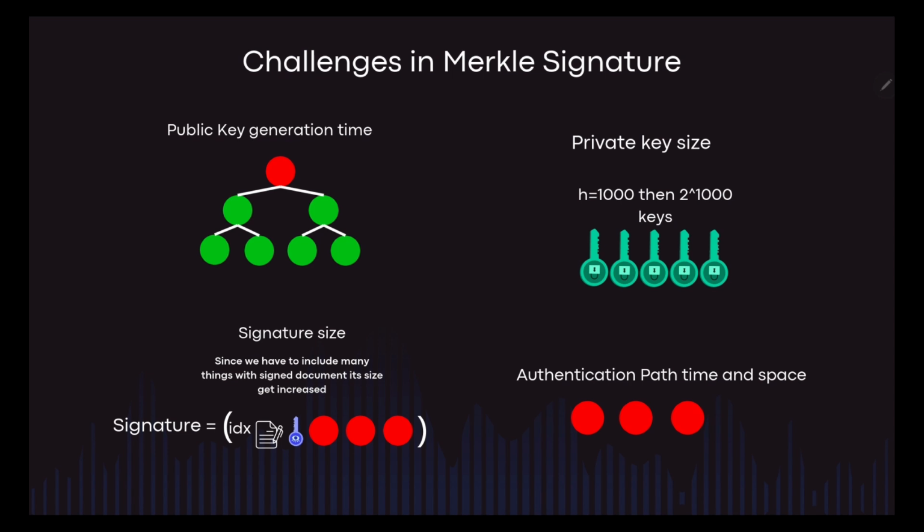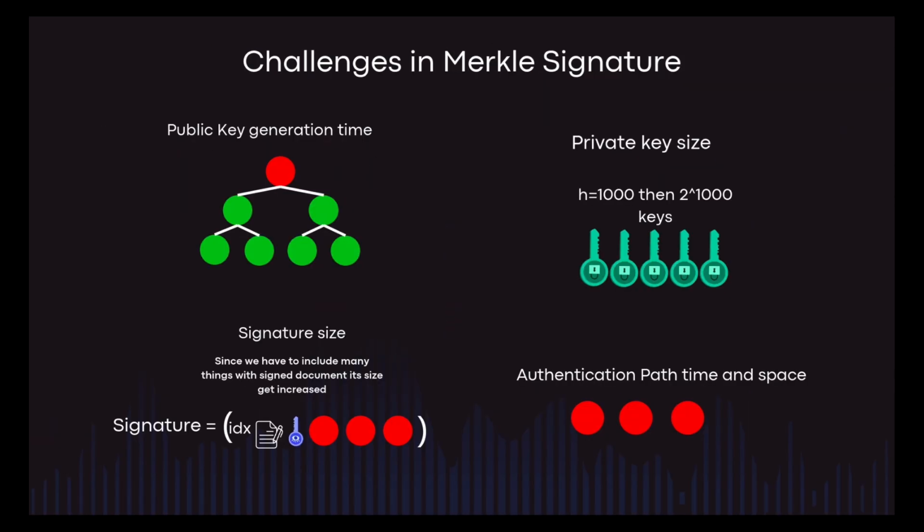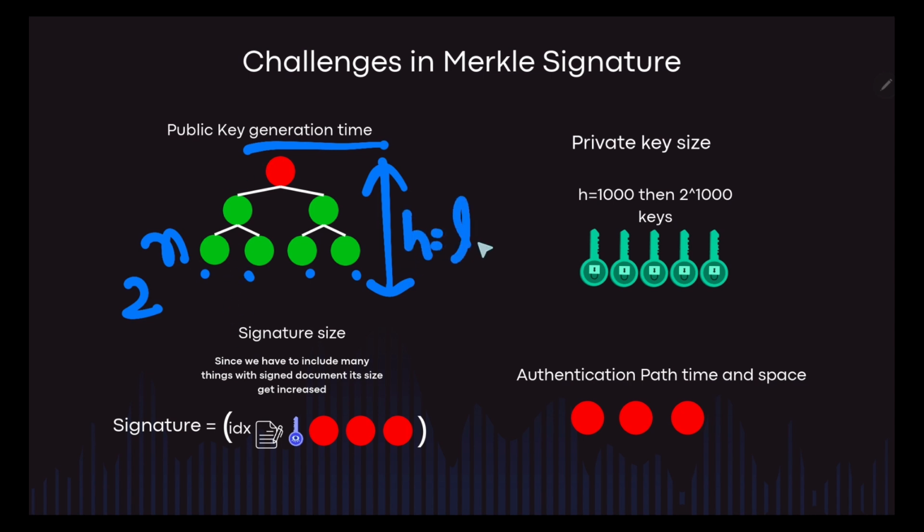Now this Merkle scheme also has some limitations or challenges that we need to face. The first challenge is that here is the tree that we need to consider, so the generation time will be much larger, and here we have this leaf node which is 2^n. So the time which we need to consider is the time of h, which is nearly log n to the base 2. This is the main issue.